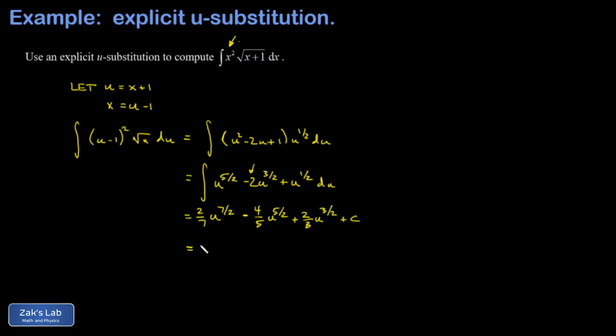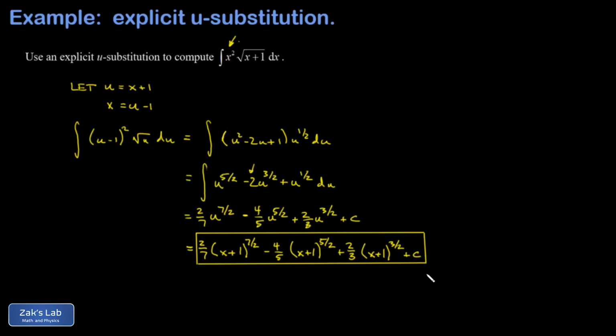To wrap things up, we're going to sub in our original definition of u, which is x plus 1. And we arrive at our final answer. We have 2/7 times the quantity x plus 1 to the 7/2, minus 4/5 times the quantity x plus 1 to the 5/2, plus 2/3 times the quantity x plus 1 to the 3/2, plus c. And we're done.